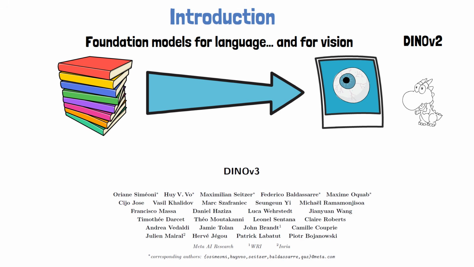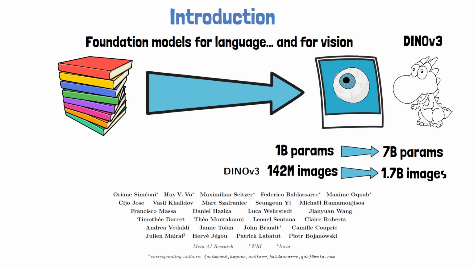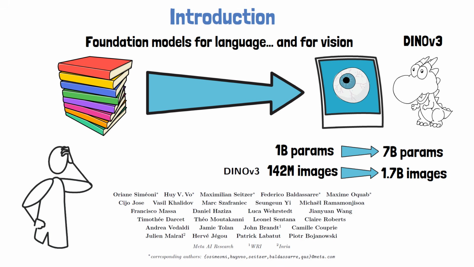Much like what we've seen with LLMs, DINOv3 is both larger and trained on more data, expanding from 1 billion to 7 billion parameters and from 142 million images to 1.7 billion images. More parameters, more data. But scaling to this level also introduces new challenges and some fascinating solutions, which we'll explore in this video. At the end, we'll look at one of the key innovations that makes DINOv3 work, a method called gram anchoring. But first, let's quickly revisit what it means to call a model a foundation model in computer vision.